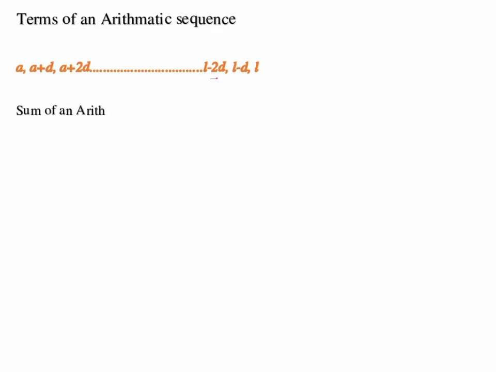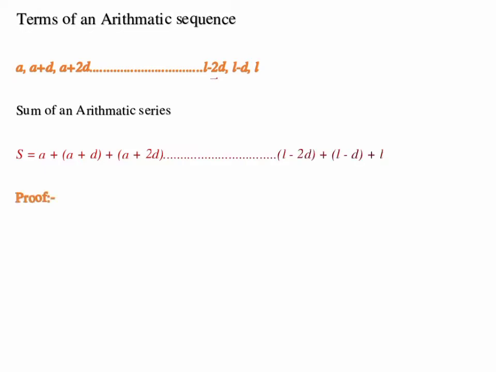Sum of an arithmetic series. Terms of an arithmetic sequence, we'll add up, we'll get an arithmetic series. This will be a sum. So let us find the proof of the sum of n terms of an arithmetic series. What we'll do, we'll be writing in reverse order. We'll write these terms in reverse order.